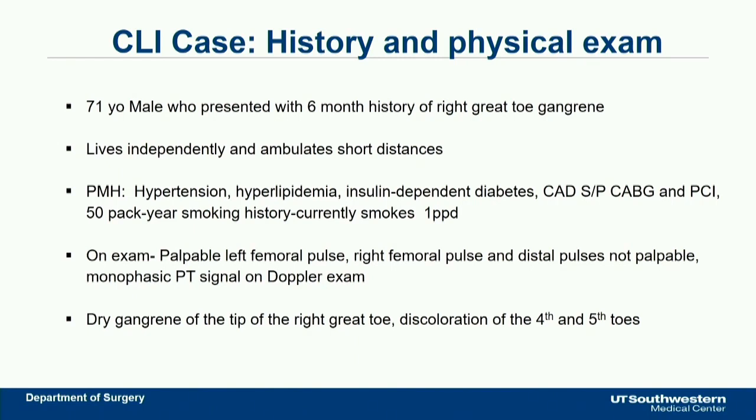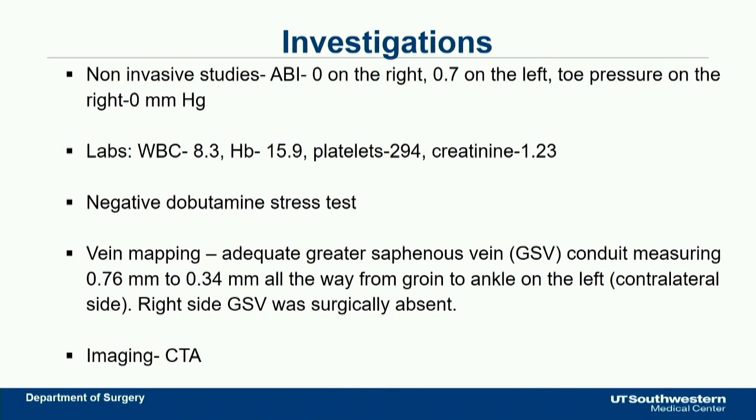On exam, he had a palpable left femoral pulse, but his right femoral pulse was not palpable, and the distal pulses were not palpable, though he had a monophasic signal in his PT. And he had dry gangrene of the tip of his right great toe and discoloration of a couple of other toes. On non-invasive studies, his ABI and toe pressure was 0 on the right side. He had a negative stress test.